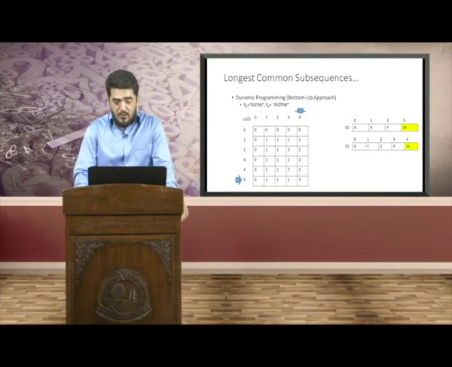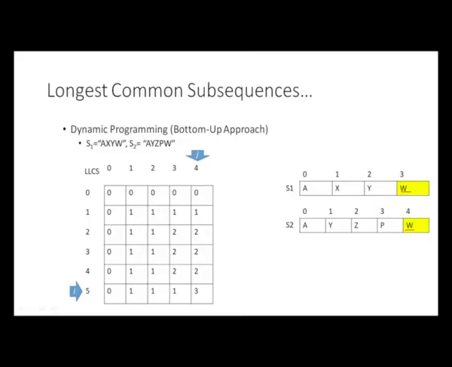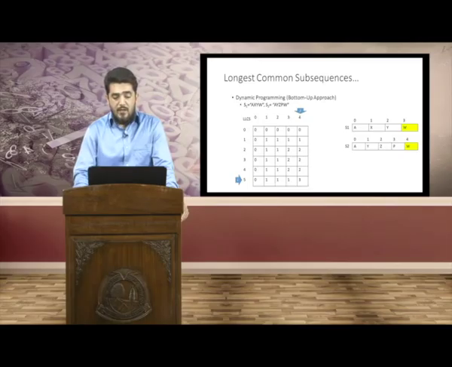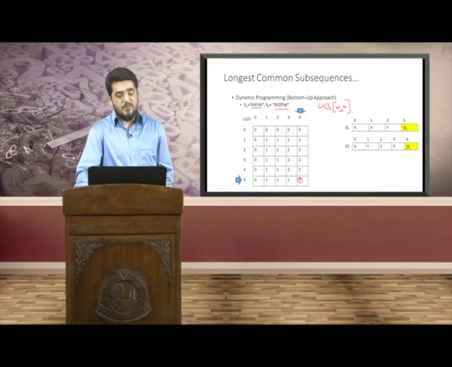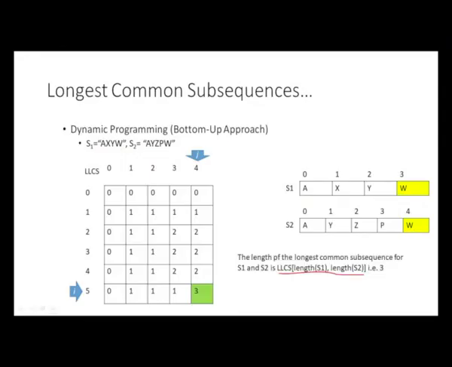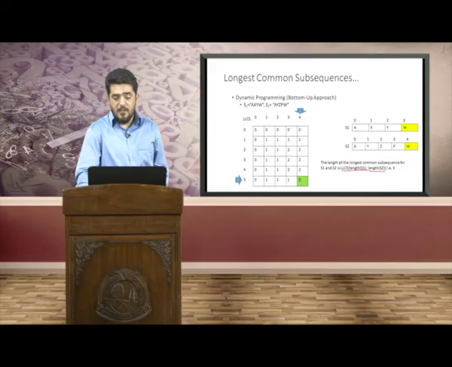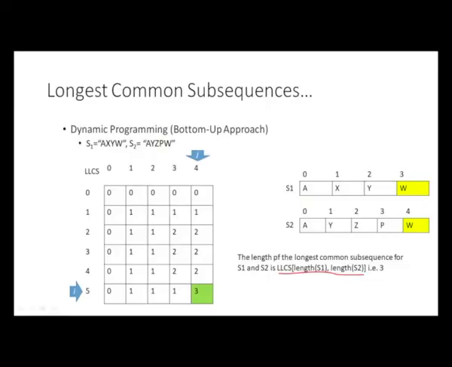You can observe the last character here, w and w, matches, and at that point it will be 2 plus 1, which is equal to 3. That is what we have stored. So, the length of the longest common subsequence for these two input strings would be LLCS of m comma n, where m and n are the lengths of the two input sequences respectively. The length of the longest common subsequence for our input sequences would be LLCS of length of S1 comma length of S2, which is this cell here. So, this will be our solution in case we just want the length of the longest common subsequence.